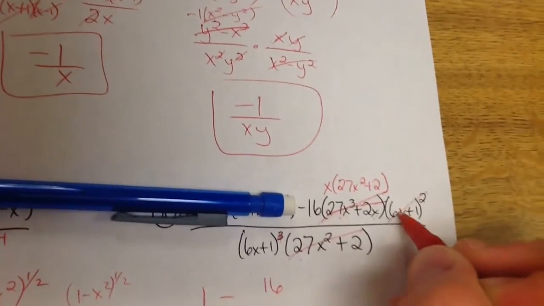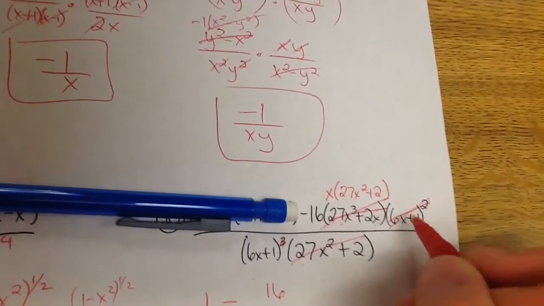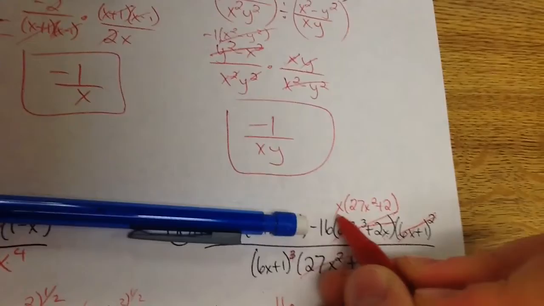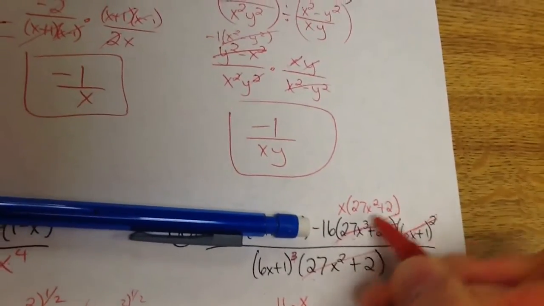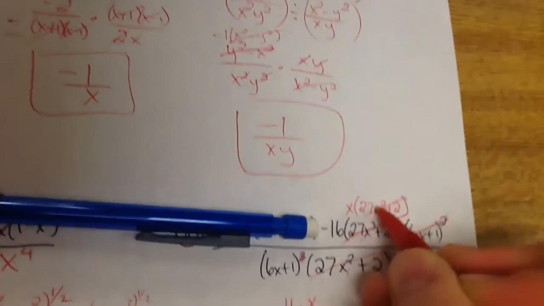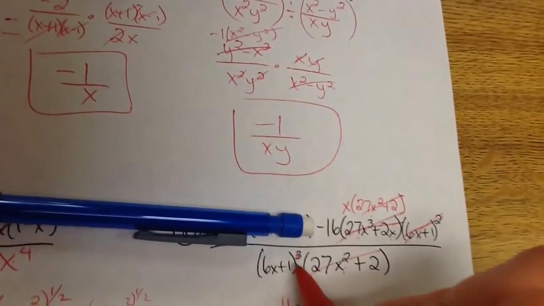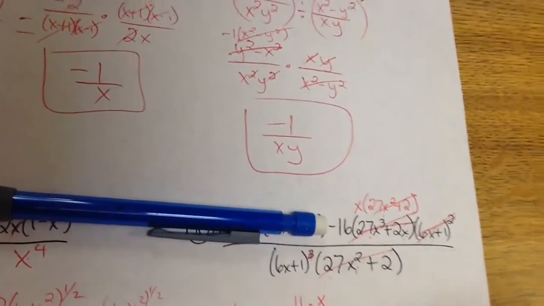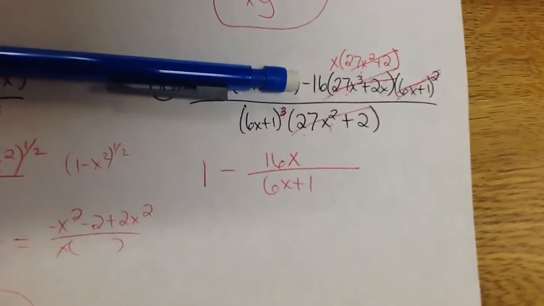Now, okay, so that's gone. That's gone. The 16's still there. I got that x there. That and that are going to cancel out. And I got rid of 2 of the 6x plus 1s, but there's still 1 on the bottom. So that got a whole lot easier all of a sudden.